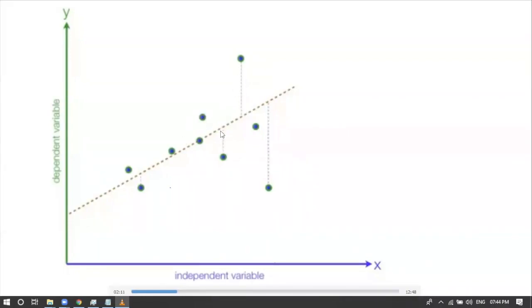And after trying to find the distance between all the actual points and the estimated ones, we find the errors, we square them and we add them. Like this is the error, we square it. This is the error, we square it. This is the error, we square that, and we just add all the things. And this will be your total cost function. This will be your total error.